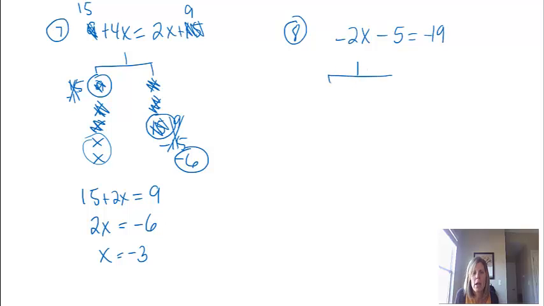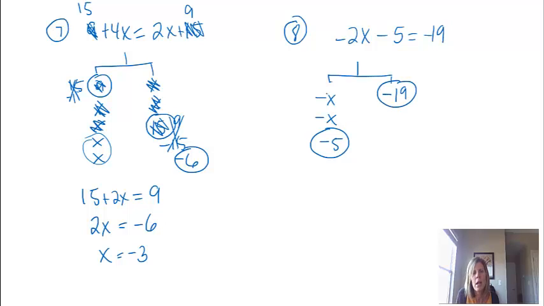All right, so this one's a little different because there's a negative in front of the x. So this time, instead of putting 2 x's, I'm going to put 2 negative x's. So that will add up to negative 2x. And then I have the negative 5 or the minus 5. You'll notice that I'll use the word negative and minus interchangeably. And then on the right side, I have a negative 19.